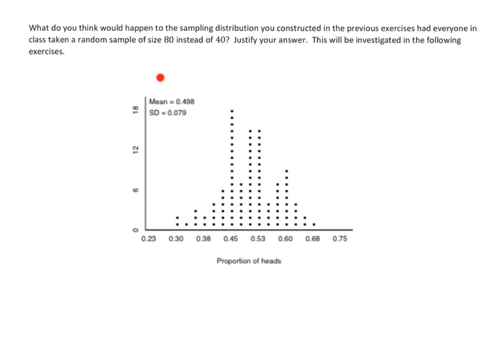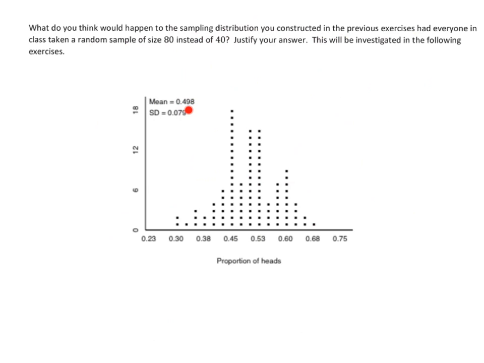Again, I just imported the same sampling distribution that we had on the last screen, just a little bigger this time. And the question is, what do you think would happen to the sampling distribution we just constructed had everyone in your class taken a random sample of size 80 instead of 40? This time, we're going to randomly choose 80 students in the school instead of 40. What do you think would happen here? Well, I expect my mean to stay roughly the same. If anything, it's going to get even closer to 0.5, even though 0.498 is so close to begin with.